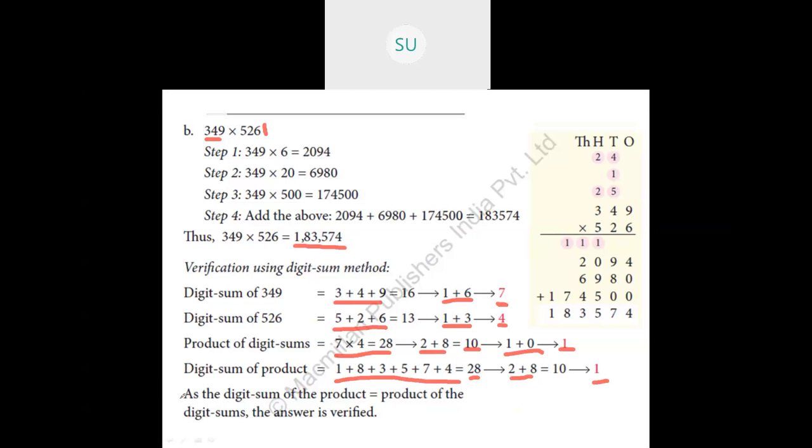And now if you observe here, the product of digit sums and the digit sum of the product are both equal. As the digit sum of the product is equal to the product of digit sums, the answer is verified. Both are 1, so both are equal, which means your answer is right. This is how you do verification using the digit sum method. You just need to remember the 4 different steps.